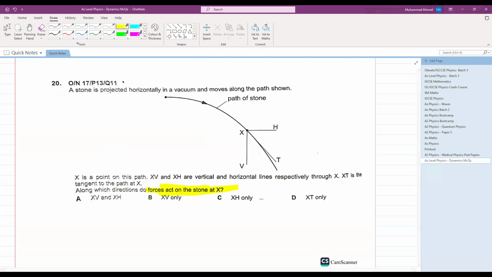Do you remember in projectile motion there was only one force? That was the gravitational force that acts vertically downwards in the direction of XY. Any answers like that? B is your answer.